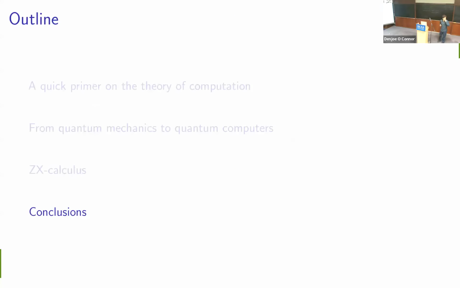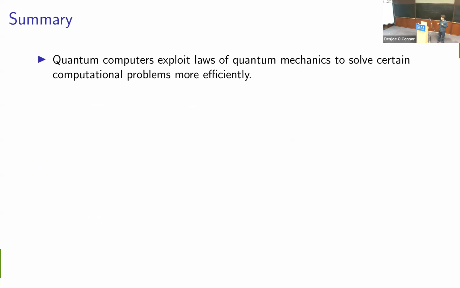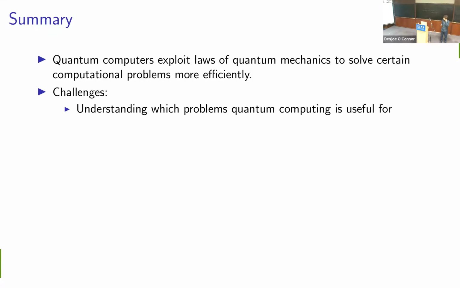Okay, so that was now everything that I wanted to tell you. So let me summarize what I've told you about. Quantum computers are computers that exploit the laws of quantum mechanics, and they can solve certain kinds of computational problems more efficiently, but they're really always going to work together with a classical computer as a quantum coprocessor. And there are a lot of challenges in getting working large-scale quantum computers. Well, we need to understand which problems they are useful for, because while they have their applications, they certainly can't improve just arbitrary computations.